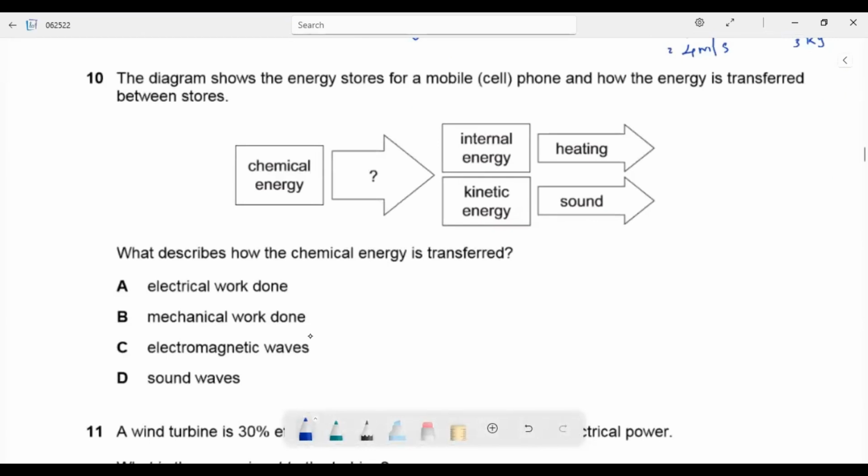The diagram shows energy stores for a mobile cell phone and how the energy is transferred between the stores. So inside the mobile, some electrical circuits, electronic circuits will be there. So this chemical energy is used for the working of this electronic circuit. So what describes how the chemical energy is transferred? It is used for the electrical work done.